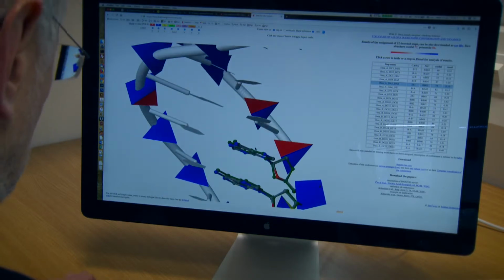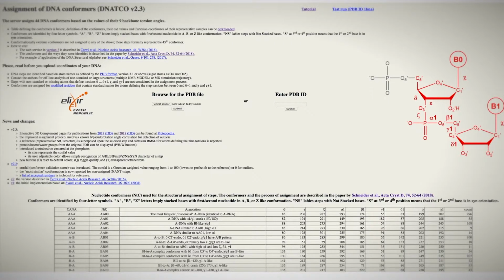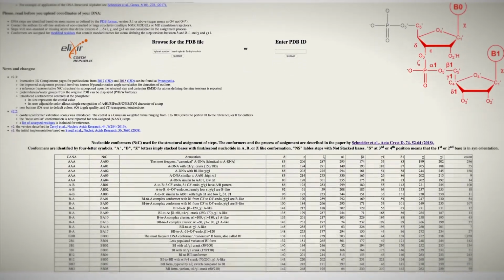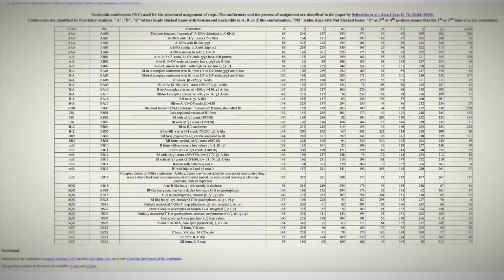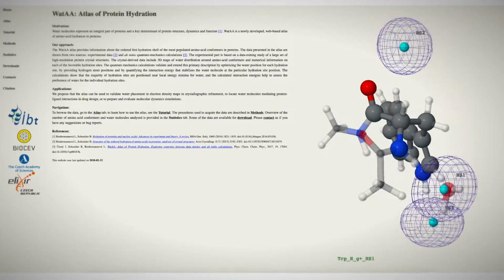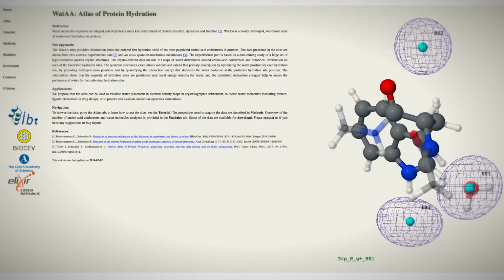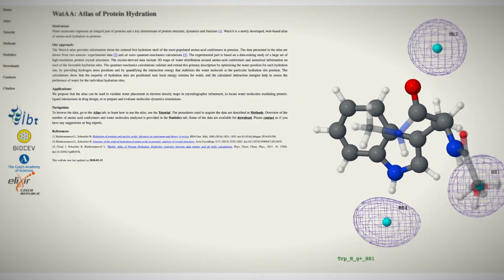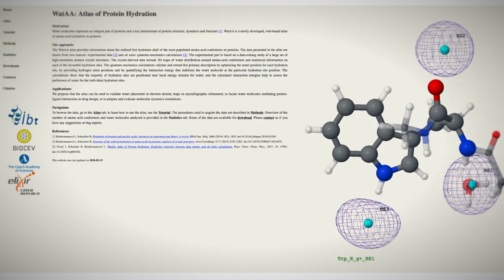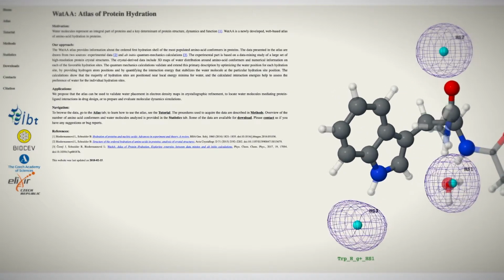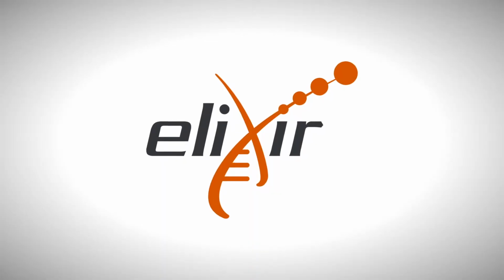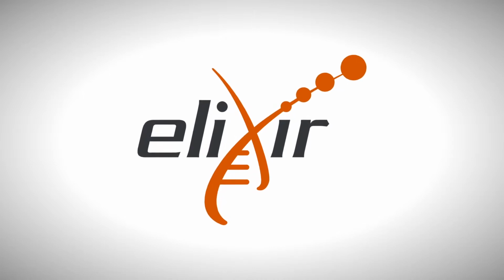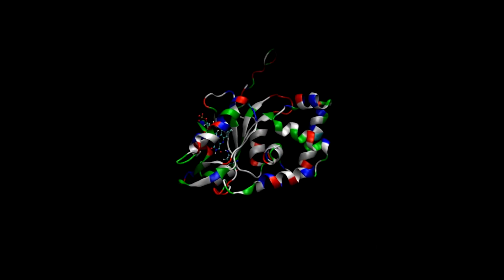In our laboratory, we study structural variability of nucleic acids and their interactions with proteins. Our website, dnatco.org, offers a unique classification of nucleic acid structures. On a long-term basis, we study the key biophysical phenomenon of hydration. We're able to execute our bioinformatic projects thanks to a participation in the European Bioinformatics infrastructure, Elixir.